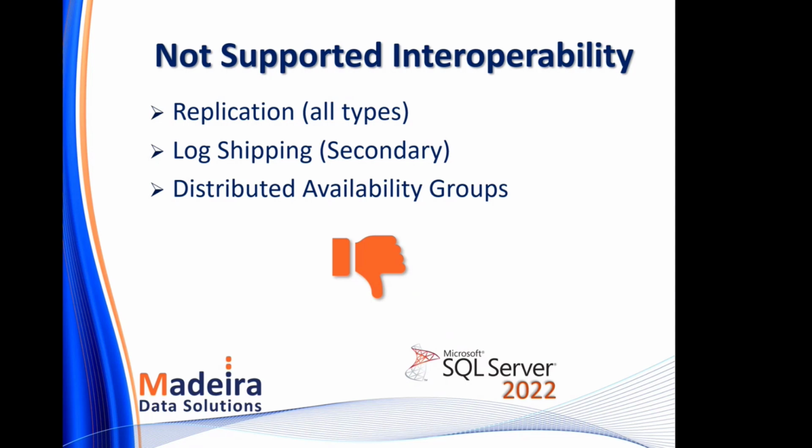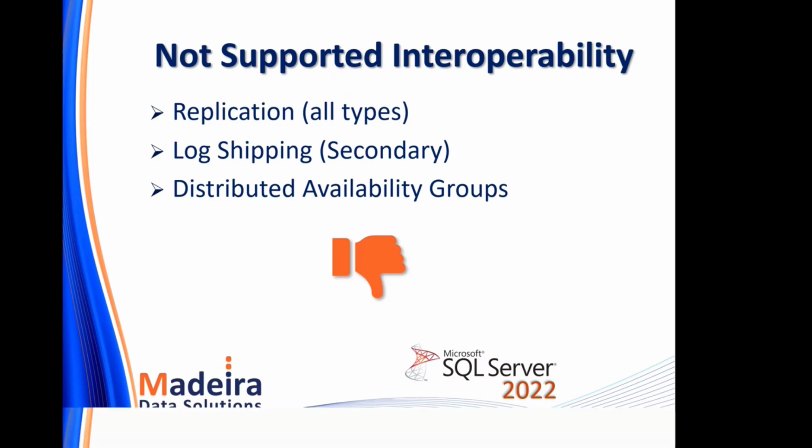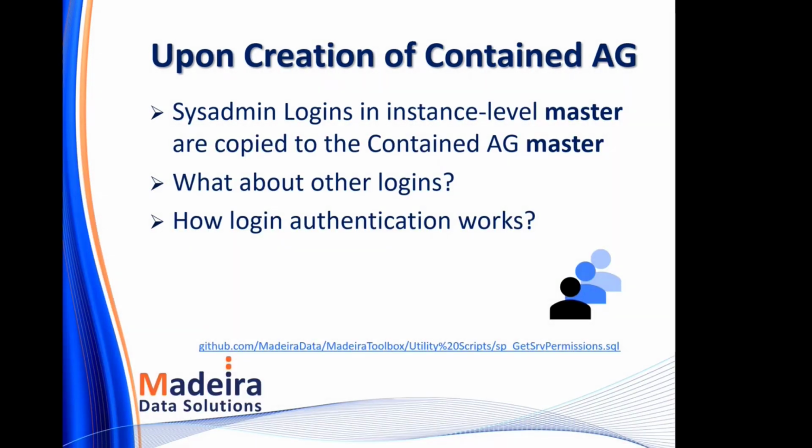Now, let's talk about what happens when you create a new contained availability group. What exactly happens? As I said, those two system databases are created, and then all sysadmin logins that exist on the instance level are automatically copied to the contained availability group master. And that is it. No other logins, no other objects are copied. So that means you would have to do everything else on your own.